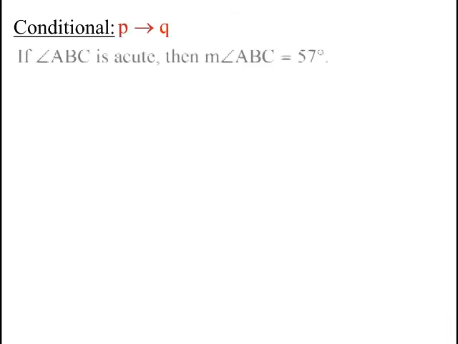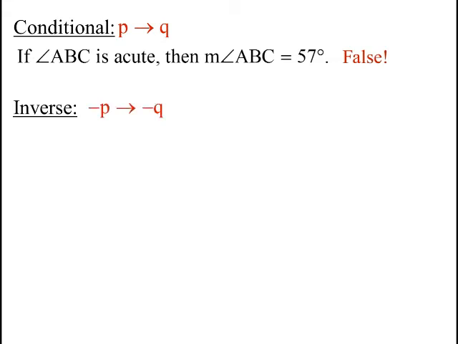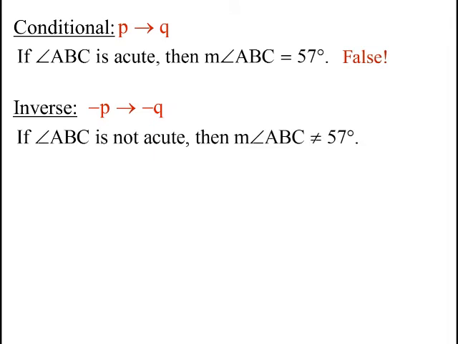Okay, last one we're going to look at here. If angle ABC is acute, then the measure of angle ABC equals 57. Well, that's false. So now we're looking at a false conditional. Just because it's acute doesn't mean it has to be 57. It could be 42. So the inverse now. If I negate it, what happens? If angle ABC is not acute, then the measure is not 57. I think that's true. If it's not acute, how could it be 57? So that's a true statement. Once again, no relationship between an inverse and its conditional.